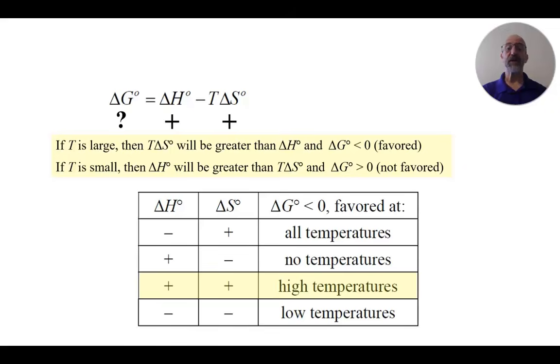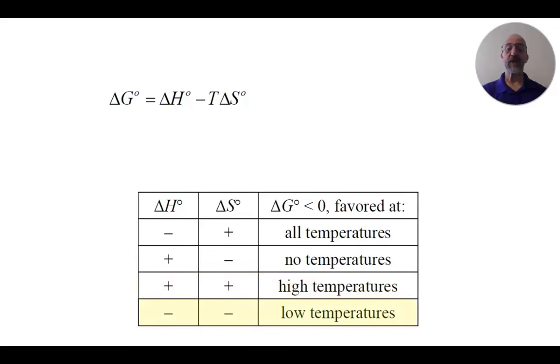Now, moving on to the last row in this table, suppose that the sign of delta H is negative and the sign of delta S is also negative. Again, here is a situation where we can't say for sure if the sign of delta G would be negative or positive. Again, it depends on the magnitude of the absolute temperature.